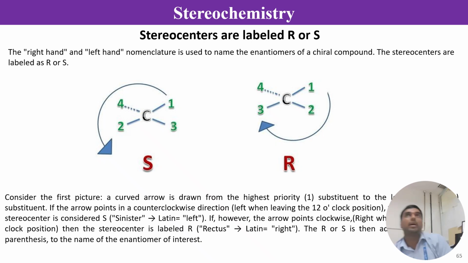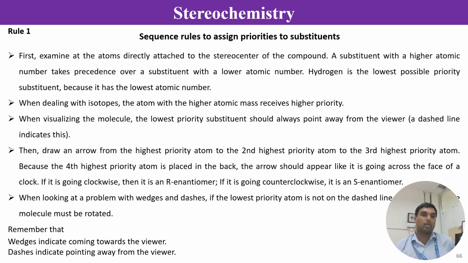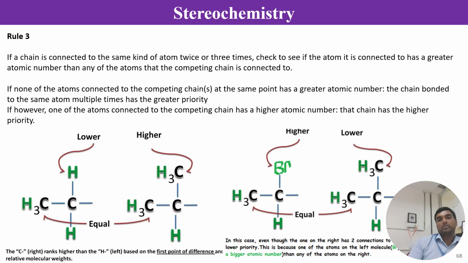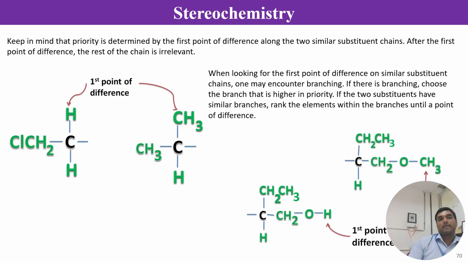So if everything is fine, 1, 2, 3, 4, it moves in a clockwise direction, and hydrogen, the lowest priority group, is below the plane. That means it will be R. Otherwise, it's the S isomer. So you can have the CH2Cl will get more preference than the methyl or ethyl or ester.